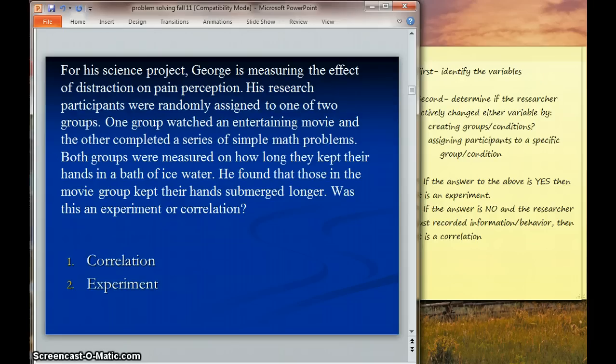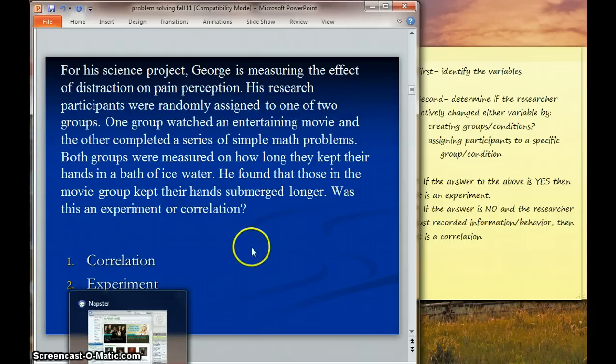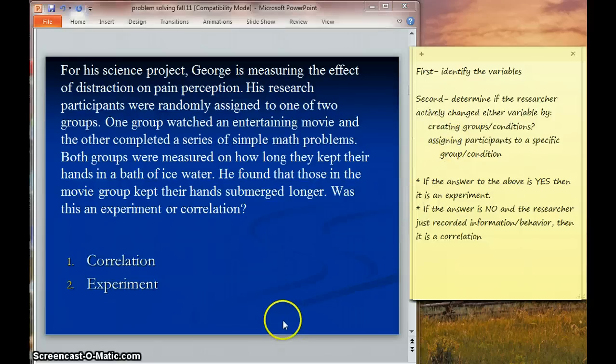Now we have another problem right here. Again, you need to identify the variables, as the sticky note points out. The very first statement is that George is measuring the effect of distraction on pain perceptions. We need to figure out how George operationally defined distraction. It looks like he defined it in one of two ways: either people were watching an entertaining movie, or they were being distracted by simple math problems. And how did he operationally define pain perception? If we go on a little further in the problem, we can see that he measured pain perception by how long they could keep their hands in a bath of ice water.